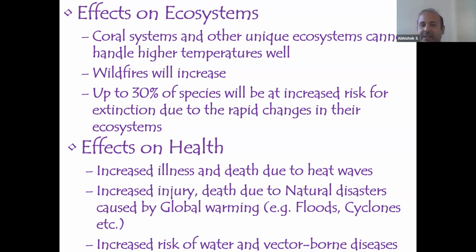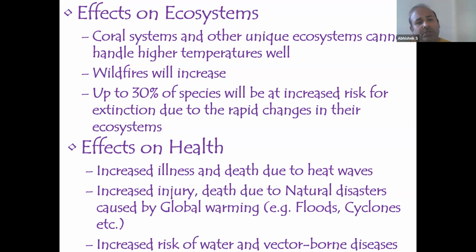Wildfires have increased. You can see everywhere in this world, be it California, India or Australia, wildfires are rampant, and about 30% of species are at risk of extinction due to rapid changes in ecosystems. Because the climate is changing and the earth is becoming warmer and warmer, a lot of different species are getting extinct at an alarming rate.